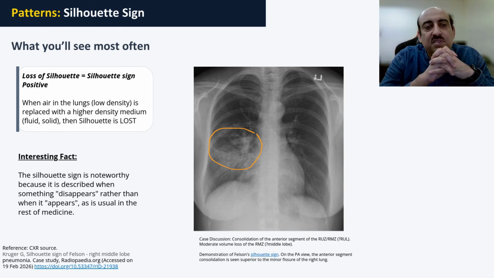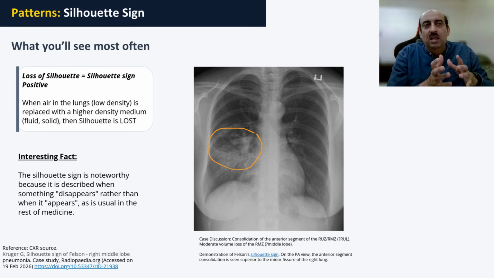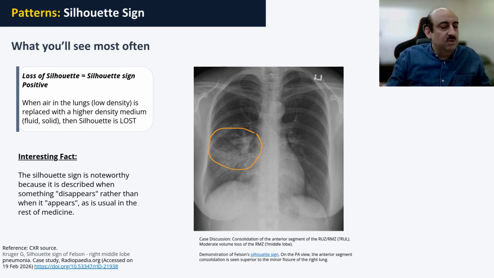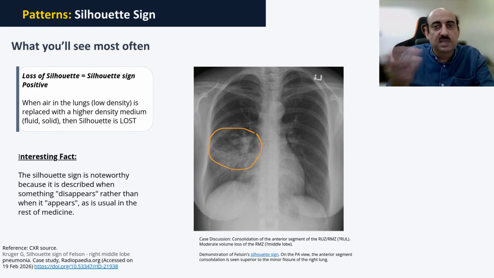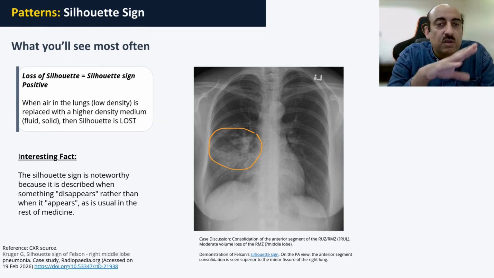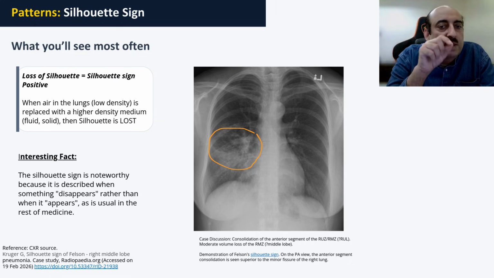Now, it's a really interesting fact that the silhouette sign is unusual because it appears in medicine when something disappears. So the silhouette has disappeared altogether. Unlike most of the other clinical signs, Hoffman sign, Homans sign, Grey-Turner sign, all of the signs are when there is something present. Carpopedal spasm due to hypocalcemia. So if you consider it, most of those signs are noteworthy when they are present.